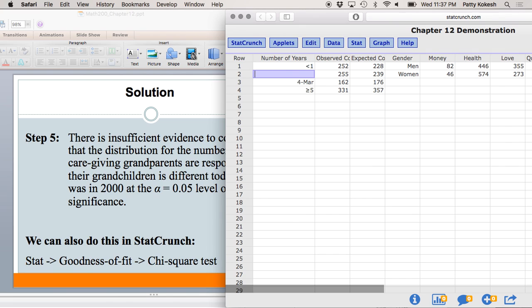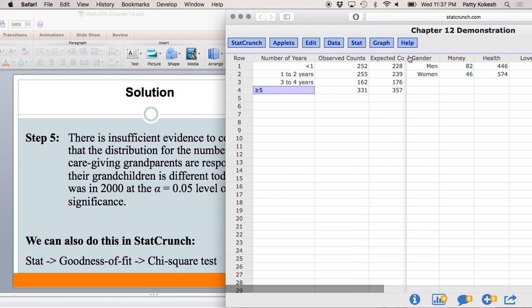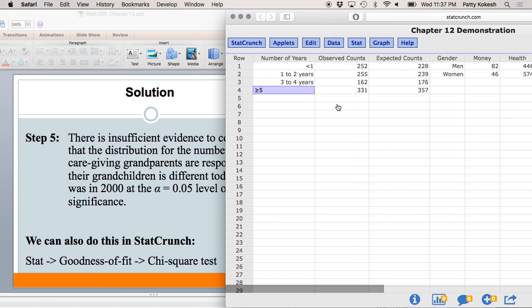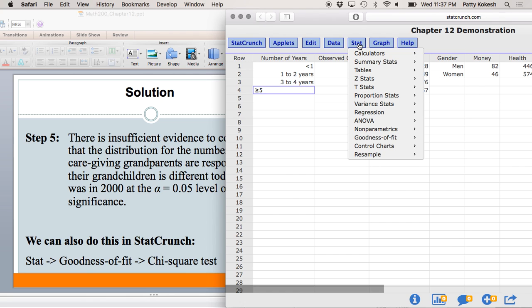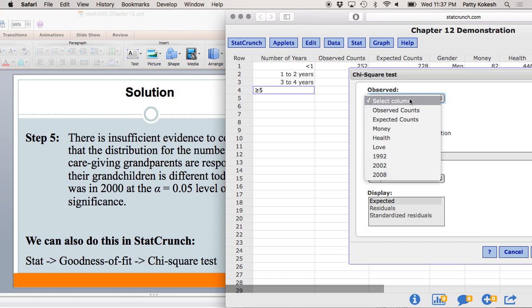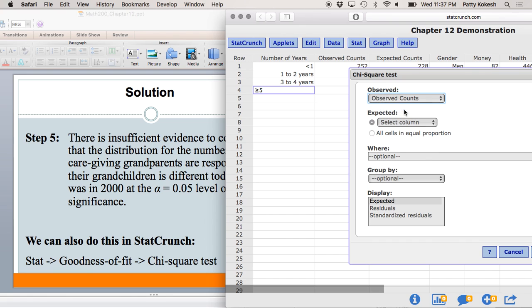So this should really be 1 to 2 years, and this was 3 to 4 years. Now, if you look here, I have the observed counts and I have the expected counts. So all of this is already typed in. Now what I'm going to do is go to Stat, Goodness of Fit, chi-square test, and then I select my observed counts in this place right here, expected.